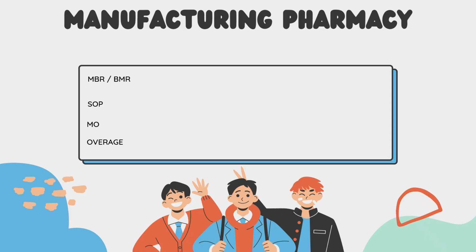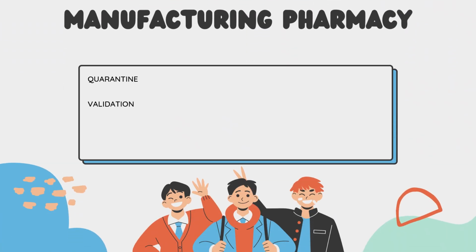So to sum up: MBR equals execution record. SOP equals process guide. MO equals production trigger. Overage equals approved allowance for loss. Each of these plays a role in keeping pharmaceutical manufacturing controlled, documented, and compliant.